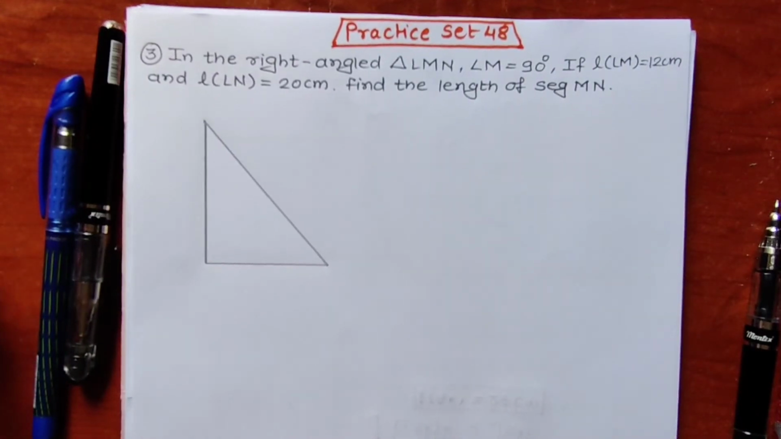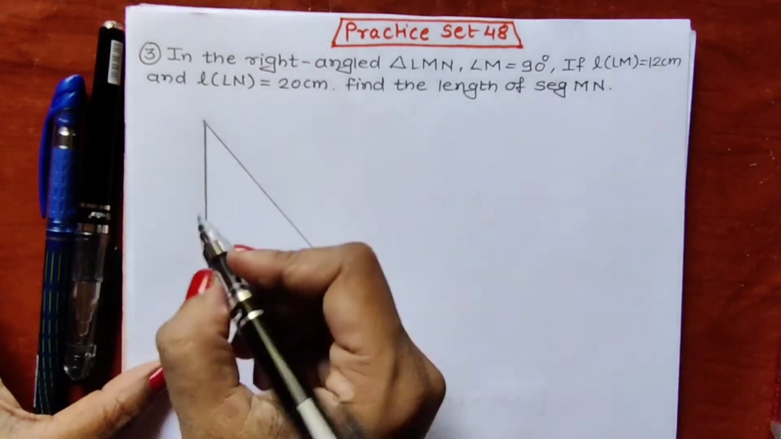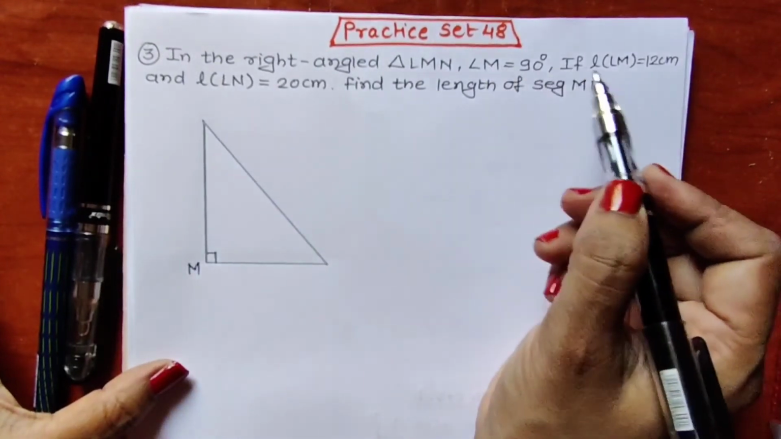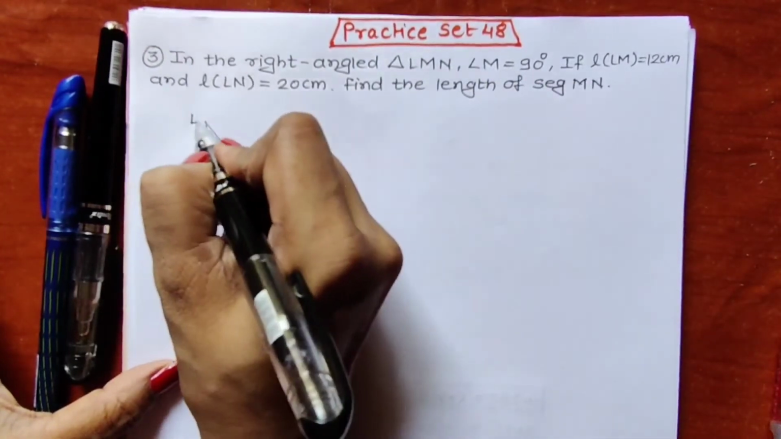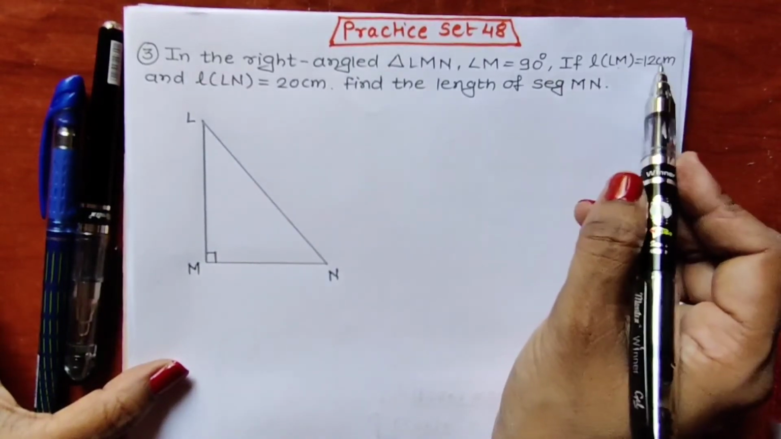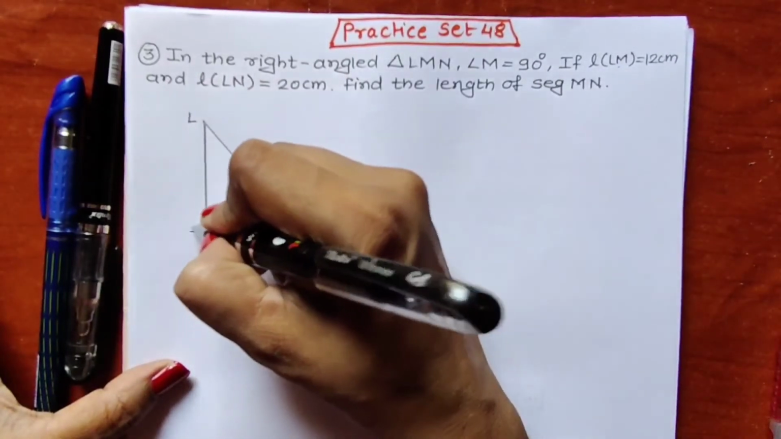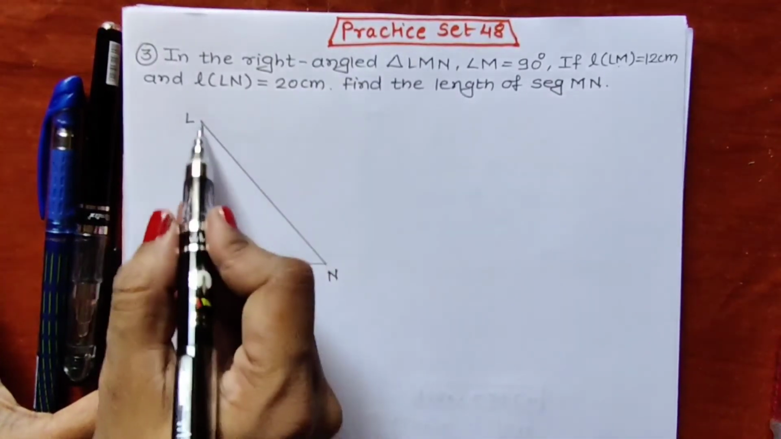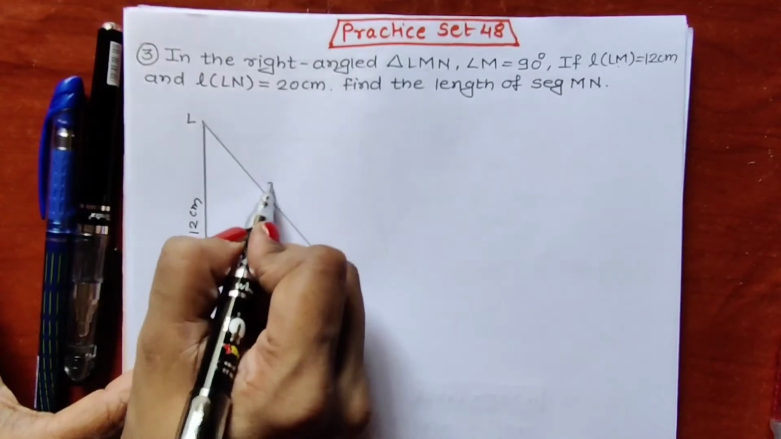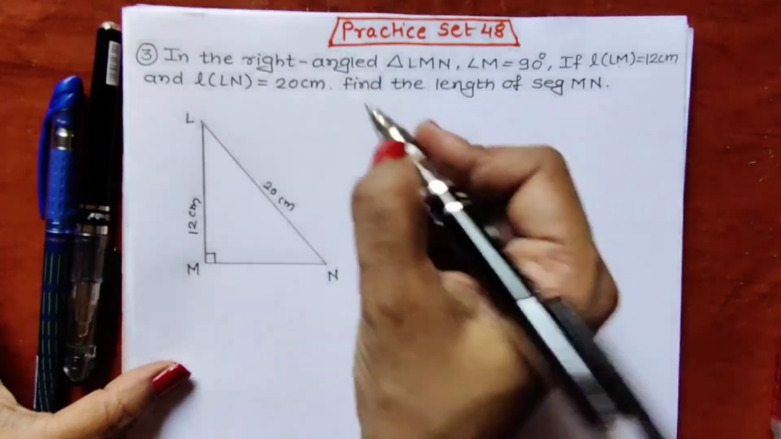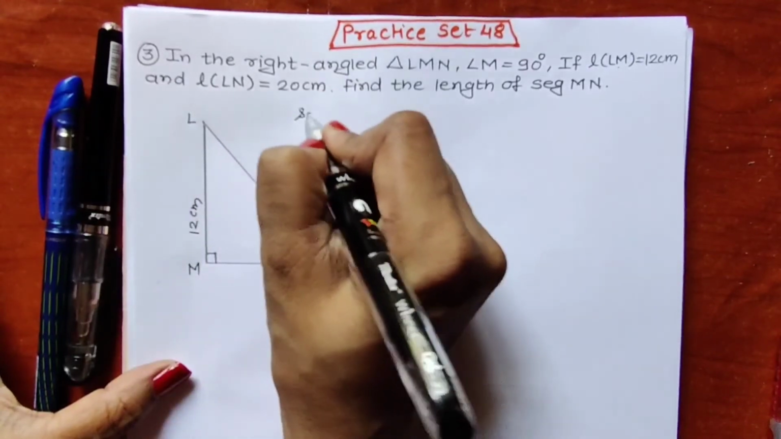So I have drawn this right angle triangle. We will be showing the names of point here, point M at 90 degree. Then remaining 2 points will be L and N. Okay. Now LM is 12 centimeter. LN is 20. Okay, we have to find MN. So start the solution.